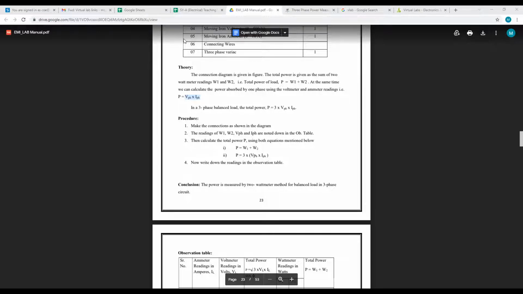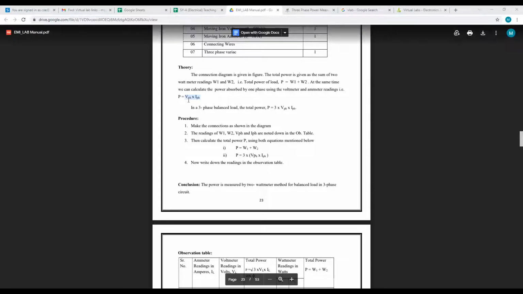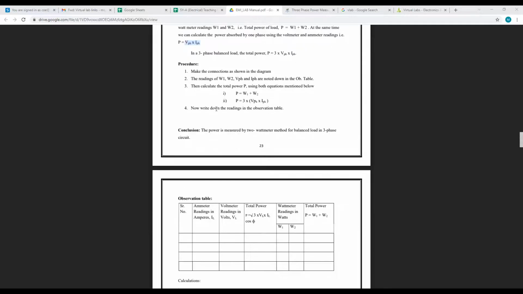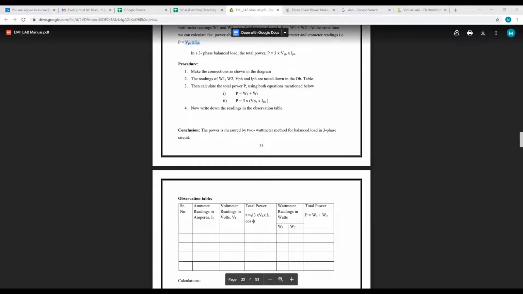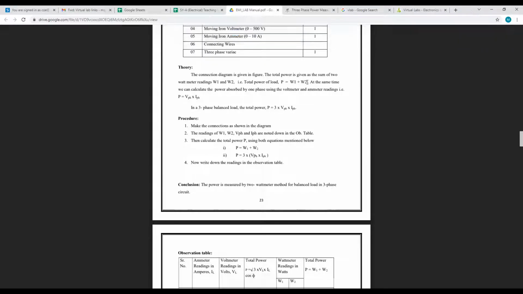Otherwise, VL and IL we can convert into phase voltage and calculate that. So this is for the single phase. For 1 phase we have this, so how does the total 3 phase power come? 3 into V phase I phase. That will give the value of power here now. So this calculated power and the wattmeter 1 and wattmeter 2 readings should be equal.